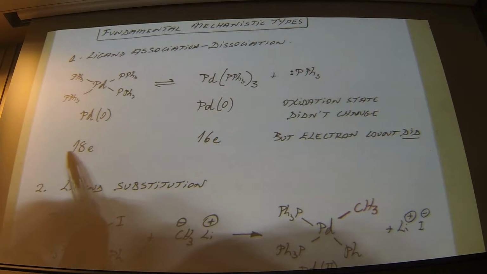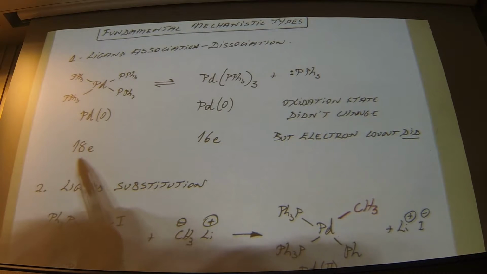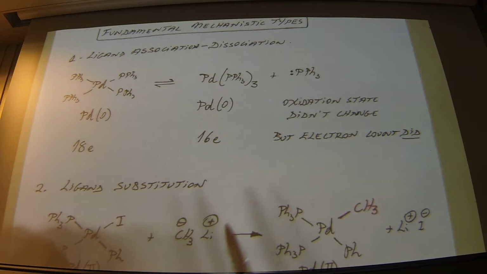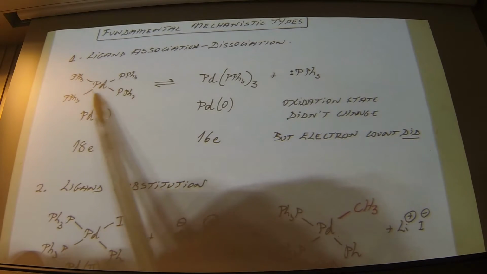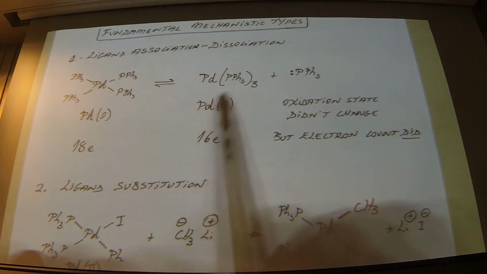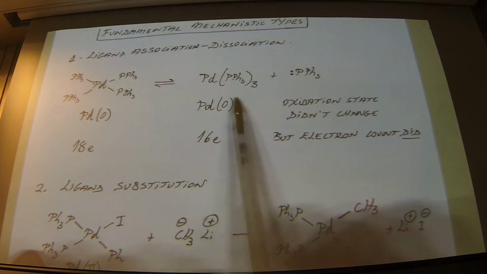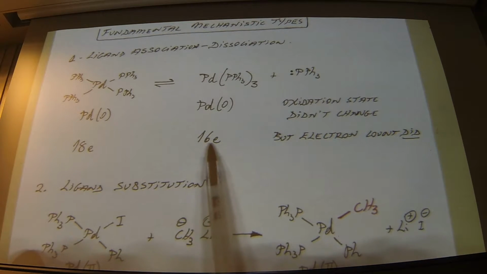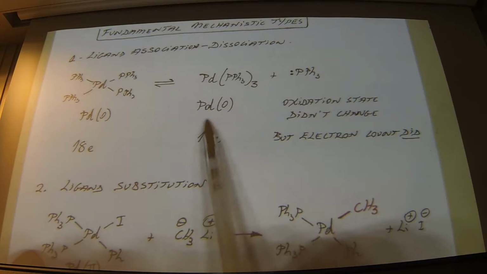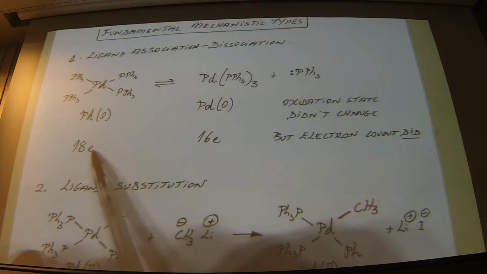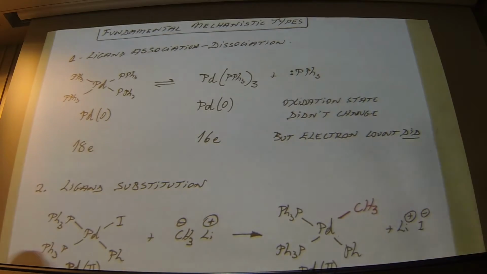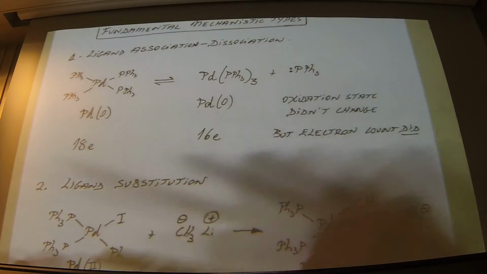Remember that we have an 18, not an 8, electron rule, and that when compounds have 18 electrons, they are coordinatively saturated, which means they can't react. So if this palladium is going to do anything, it has to lose one of these ligands so that it is now a 16 electron species that can react. We can't exceed this 18 electron limit. So this ligand association-dissociation reaction comes up again and again.